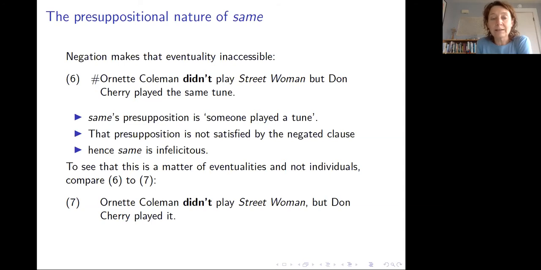To see that the issue is a matter of eventualities and not individuals, we can compare 6 to 7. So in 7, which is felicitous, Ornette Coleman didn't play Street Woman, but Don Cherry played it. We've replaced the same tune with it. And all it requires is that there's an accessible individual antecedent, and that is Street Woman, which is of course not blocked off by negation because it's a proper name. So if all same was interested in or needed was an individual antecedent, an entity like Street Woman, then 6 should be fine. But it is not fine, and that is because same also requires an eventuality. And that's why 6 is infelicitous.